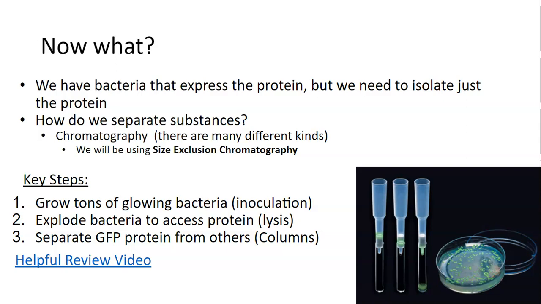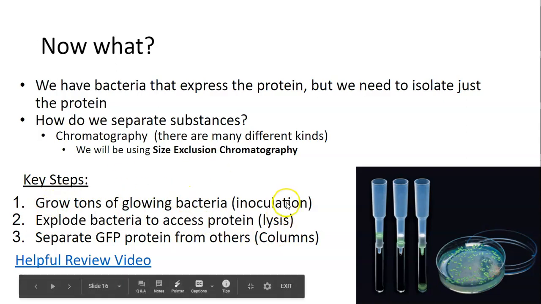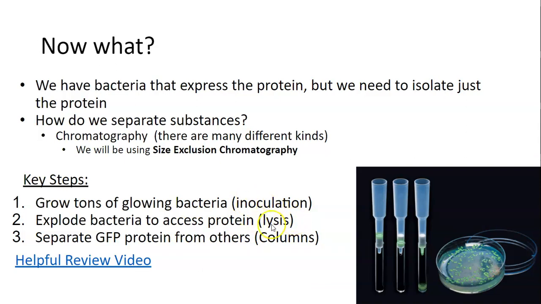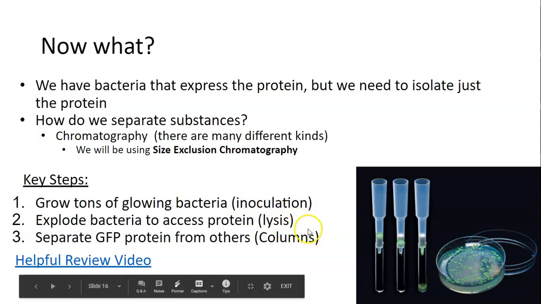So how do we go about doing this? Well, we need to grow tons and tons of bacteria. So basically use them as tiny little factories to make as much of the protein as we need. Then we destroy the bacteria. So we need to essentially lyse or explode the bacteria to get to the proteins. And then we separate it using a column, kind of like what's seen on the right here, to separate out those elements of a mixture.